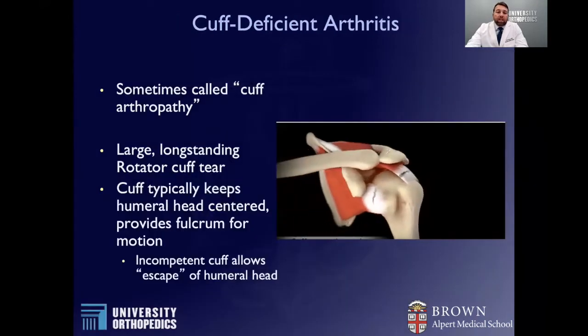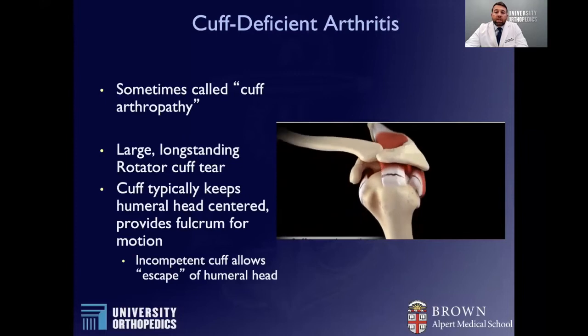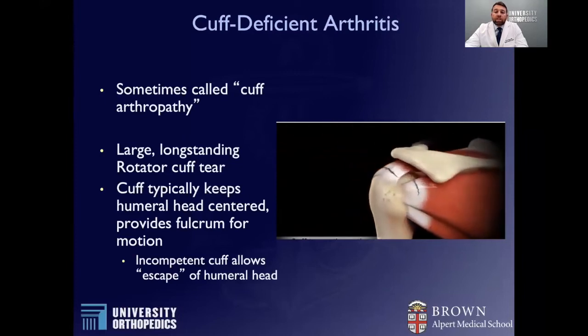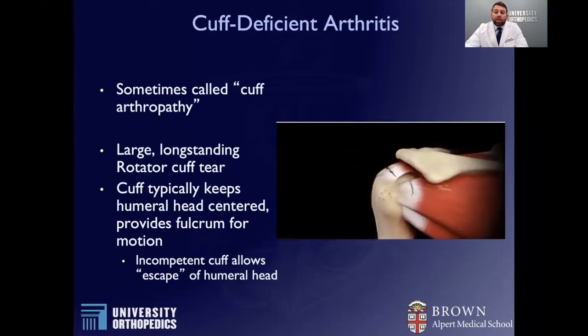And what we'll see here, we see an animation here that shows some tearing of the rotator cuff, and we can see the tendons that are torn around there. And they're in charge of holding the ball in the socket. When they can't hold the ball in the socket anymore, the ball rides up.